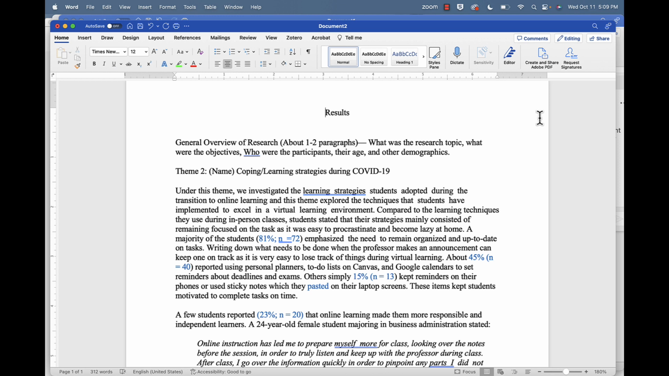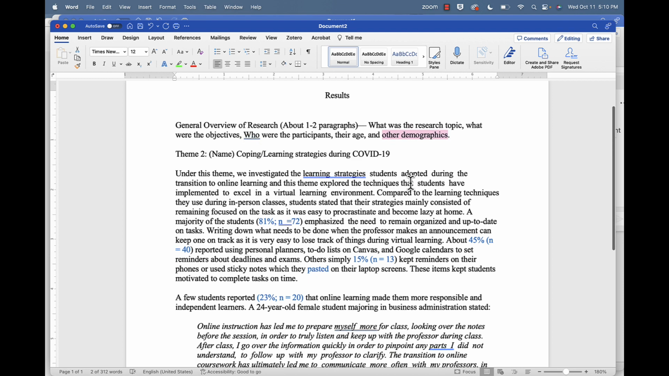The last step in any qualitative study is writing of the results. Usually, in your case, you'll be writing a research report, which means that you'll be giving me a general overview of your research, about 1 to 2 paragraphs about what your research topic was, what were your objectives, who were the participants you interviewed or conducted focus groups with, what was their age, what was their gender, what were their educational qualifications, and the other demographics that you have collected during your interview process.